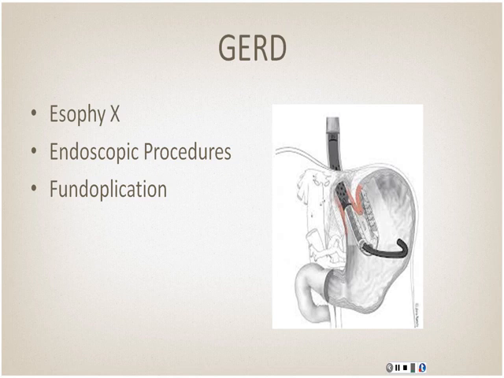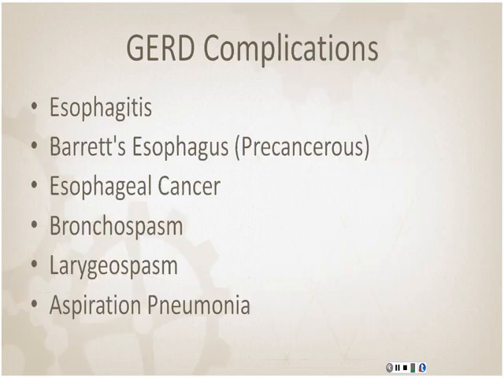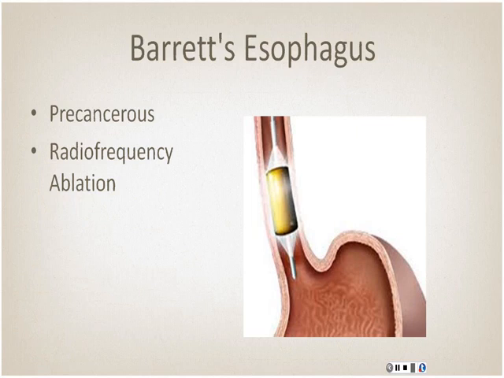Fundoplication can be done to alleviate symptoms if the problem is a hiatal hernia. Other procedures include Esophyx, which uses an endoscope to tighten the lower esophageal sphincter. Other endoscopic procedures, such as Stretta, can be done, which uses radio frequency waves that are injected into the muscle of the LES to form collagen contractions, which creates a barrier against the reflux.